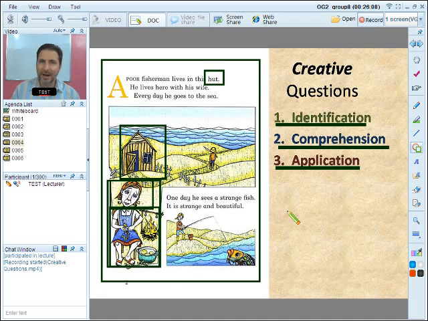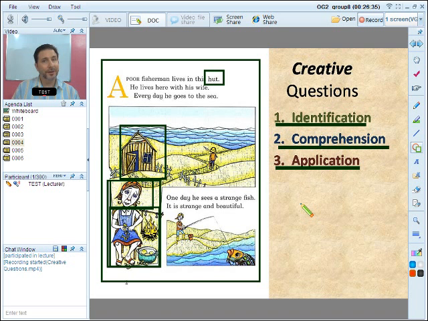Application, of course, the obvious might be, have you ever been fishing? The student says, yes. Do you like fishing? Have you ever caught a big fish? Tell me about a time when you caught a fish. If the student says they've never been fishing, maybe you can ask them, what if? Would you like to go fishing? Or do you know someone who goes fishing?